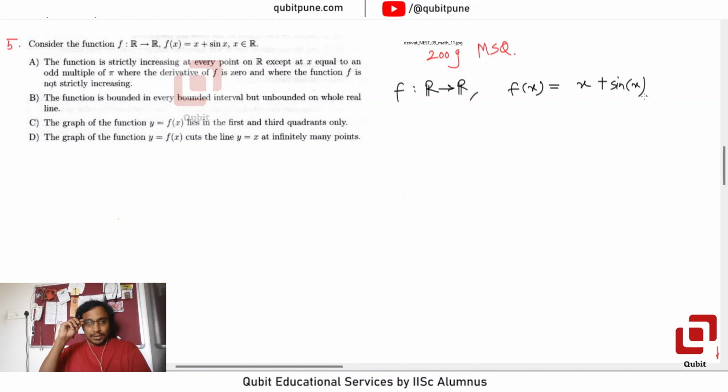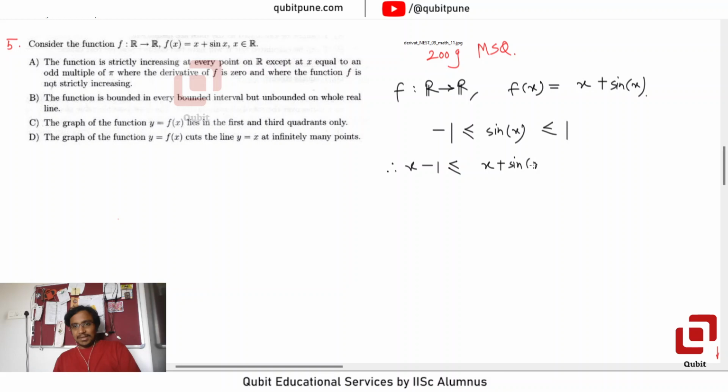Okay, look, I know that sine of x will always be between -1 and +1, correct? And therefore I can say that x minus 1 will always be less than or equal to x plus sine x, and x plus sine x in turn will be less than or equal to x plus 1. Have you got this? Hope you understood.